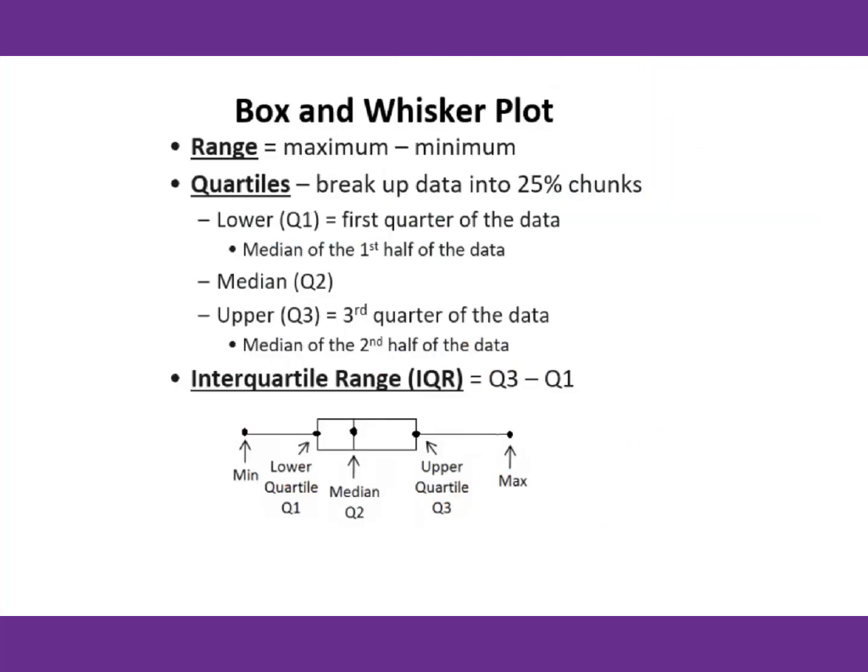Now let's talk about box and whisker plot. We already learned this in Algebra 1, so we just go over the concept. Range means maximum minus minimum value. Quartiles break up data into 25% chunks.